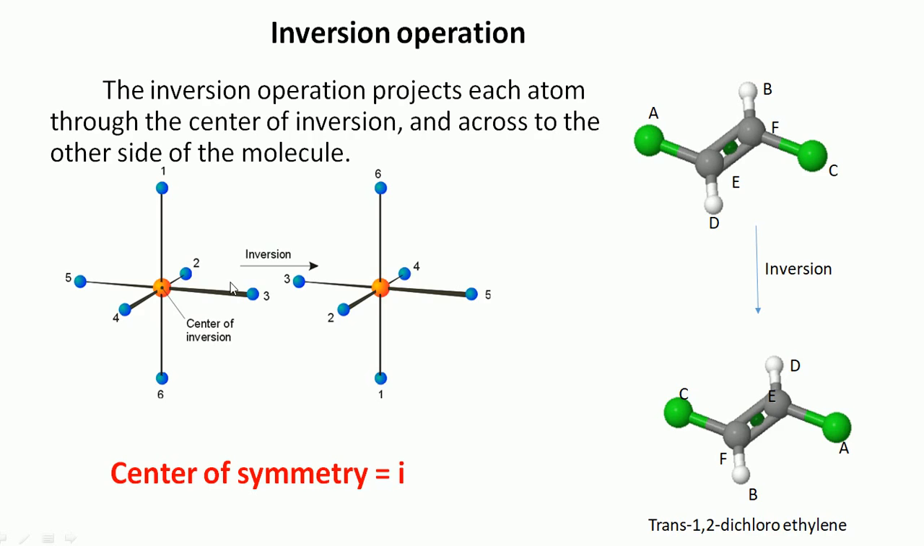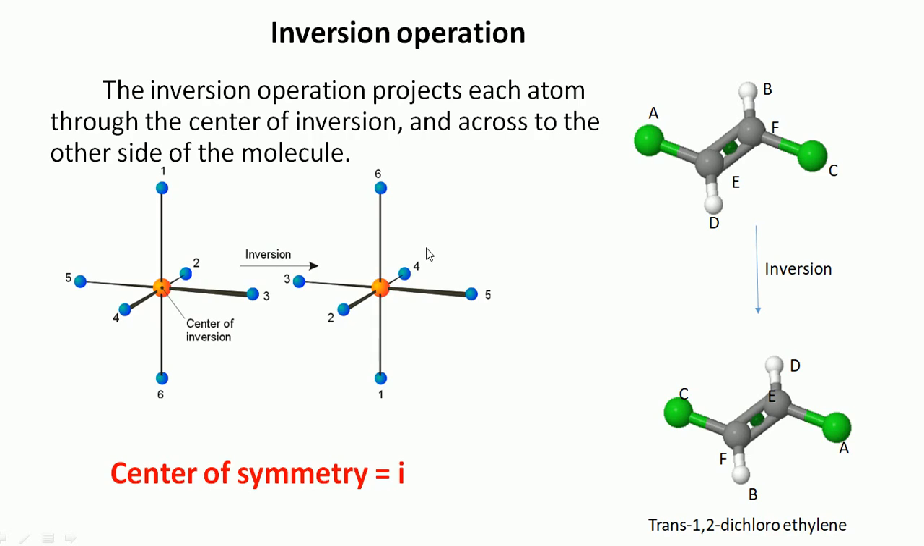So what we do in the inversion operation is that you have to invert every point in the molecule through this center of inversion. For example, when you do the inversion operation on this molecule, you have to invert every point to the opposite direction like this. 1 is inverted to here and 6 is inverted to here, 5 is inverted to here and 3 is inverted to here, 4 is inverted to here and 2 is inverted to here. That is the new image you got here.